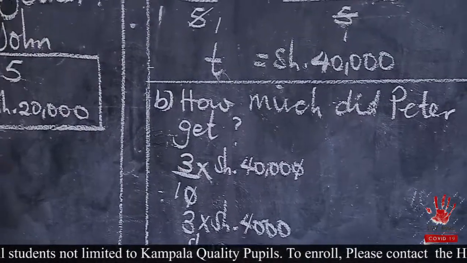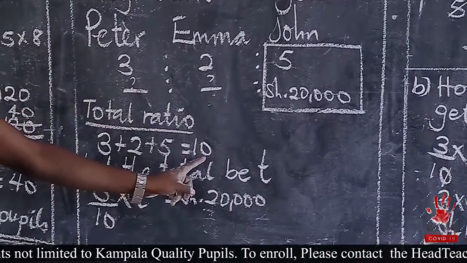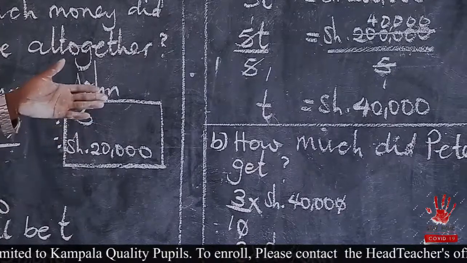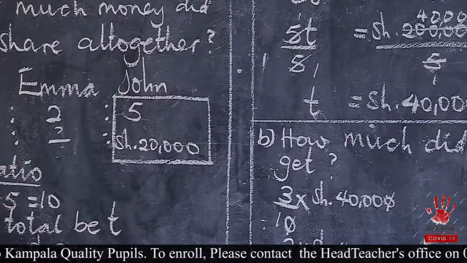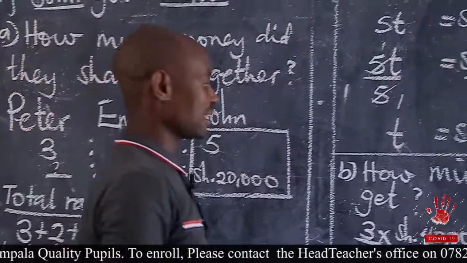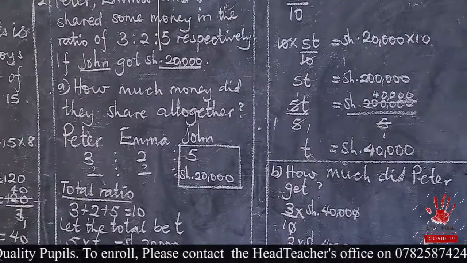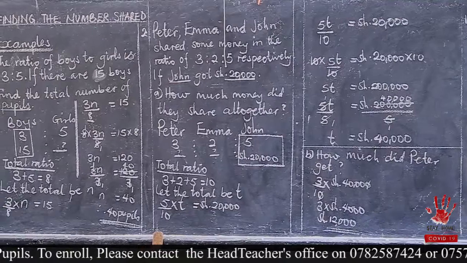Assuming I say how much money did Emma get, it means you are going to get 2 out of the total times the total which they are supposed to share, which is 40,000, then you will get how much money Emma got. Let me have another example. Let's have another example.